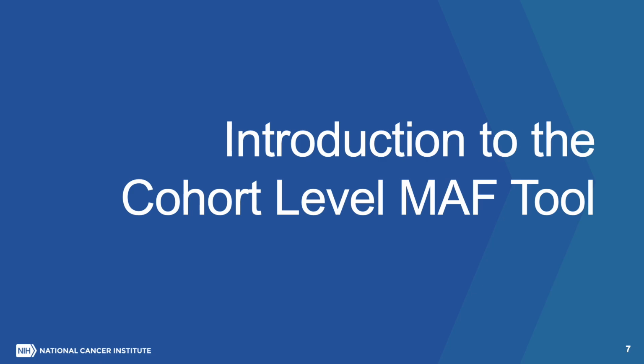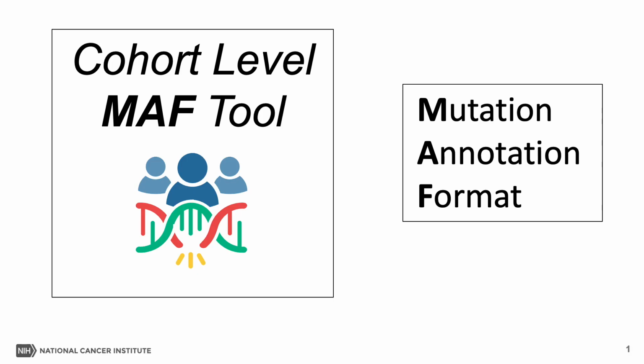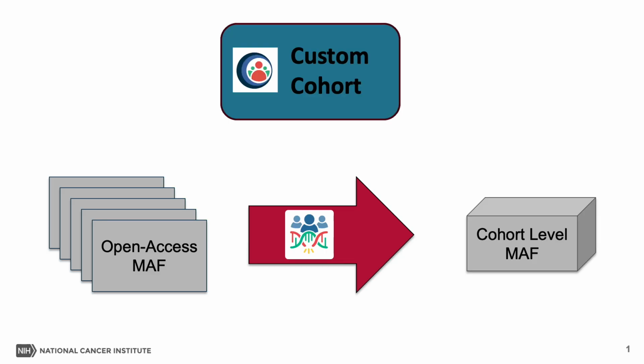Introduction to the Cohort Level MAF Tool. The Cohort Level MAF Tool is used for searching and selecting a desired set of Open Access Mutation Annotation Format, or MAF, files associated with the cohort and downloading an aggregated and compressed MAF. This tool is limited to open access MAF files, so dbGaP privileges are not required to access this feature. In this video, we will use the GDC's cohort level MAF tool to download an aggregated and compressed MAF file.